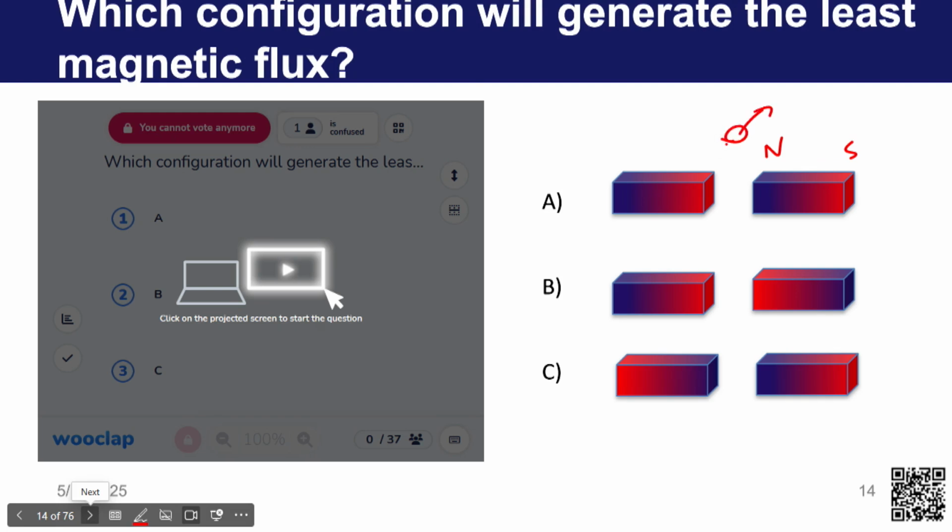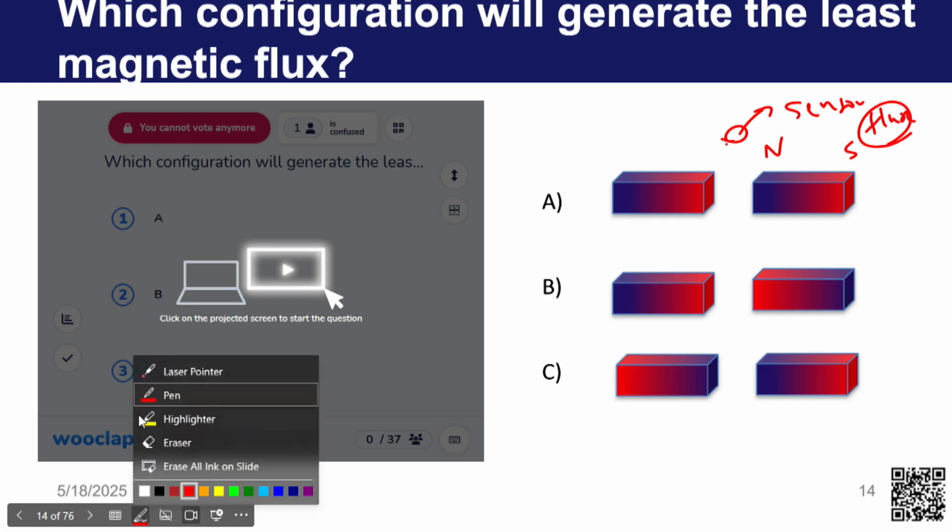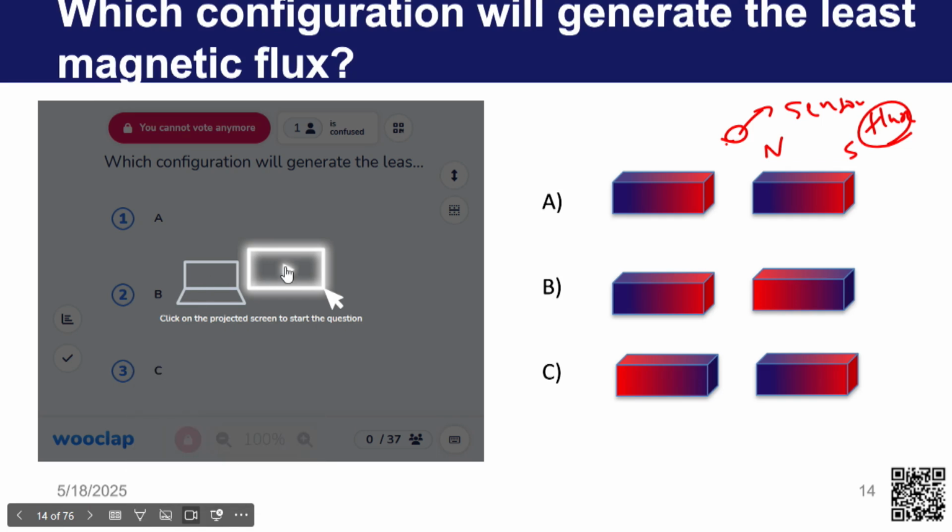So, this sensor will look at the flux lines and give me information where the flux is more. We have three different configurations A, B, C. I have used this color code to represent the poles. Now, tell me which configuration will generate the least magnetic flux. Okay, I will open this question.